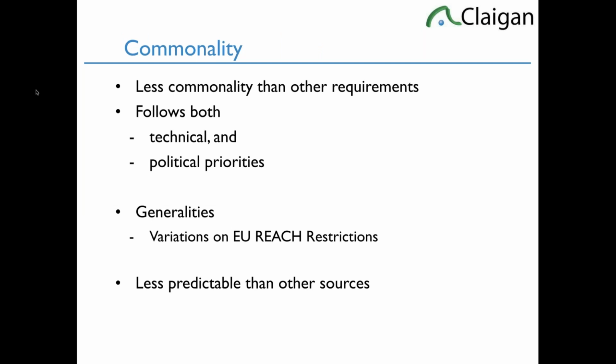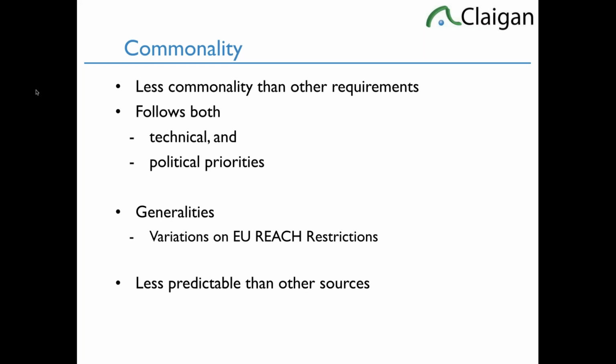So it has less commonality than other requirements because it follows both technical and political priorities. They have to choose to push it forward and walk it through this process. In general, there are variations on the EU REACH restrictions. The EU REACH restrictions are generally ahead. They may not be the same thresholds, but when you look at the restrictions of PFOA coming to Canada, look at the EU one first. It's less predictable than other sources because it has a political element. They have to choose to put it forward and walk it through this process, and what they choose to put forward can have some political impact. So it's less commonality. The EU REACH restrictions in general are the best starting point.